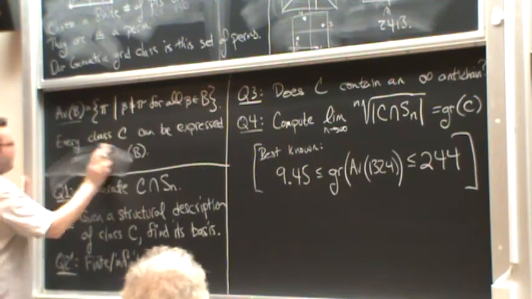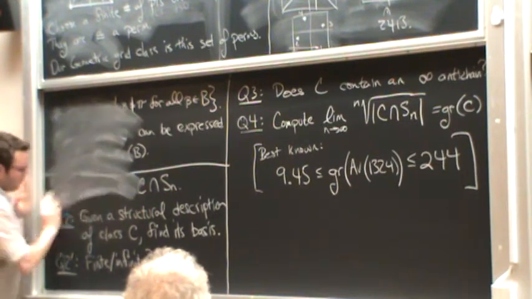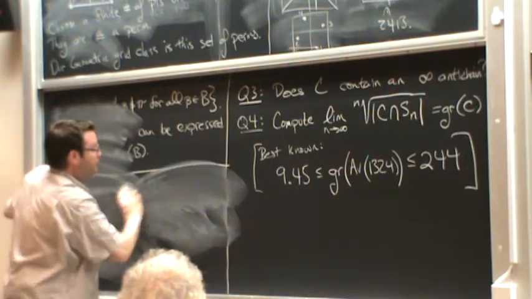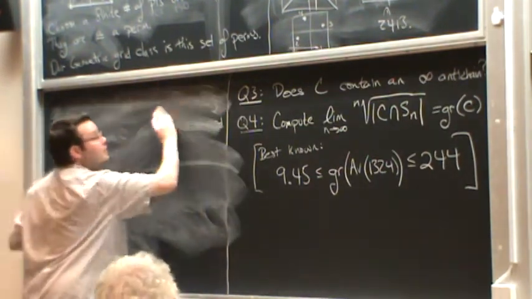So this was the first hint that maybe it's not the forests we need to look at, but maybe it's these monotone grid classes, these geometric grid classes. So now let me give you the theorems.